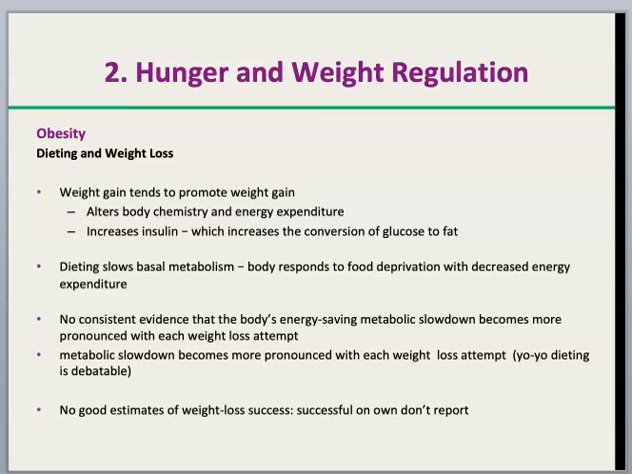And then finally, dieting and weight loss. Not a lot in this section. I just pulled out some key points for you. Weight gain tends to promote more weight gain, which is unfortunate. Weight gain alters the body chemistry and energy expenditure. It also increases insulin, which increases the conversion of glucose to fat. Dieting slows basal metabolism. The body responds to food deprivation by decreasing your energy expenditure. So simply reducing your food, not eating as much, slows down your basal metabolism. So you have to get around that.